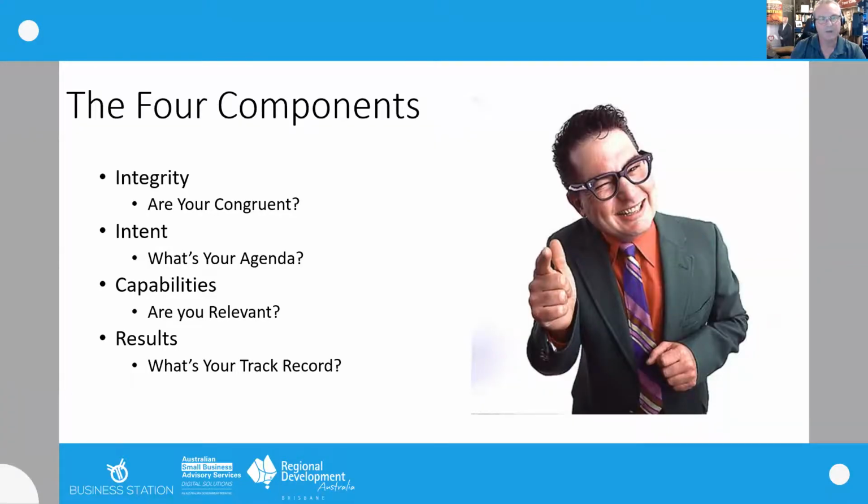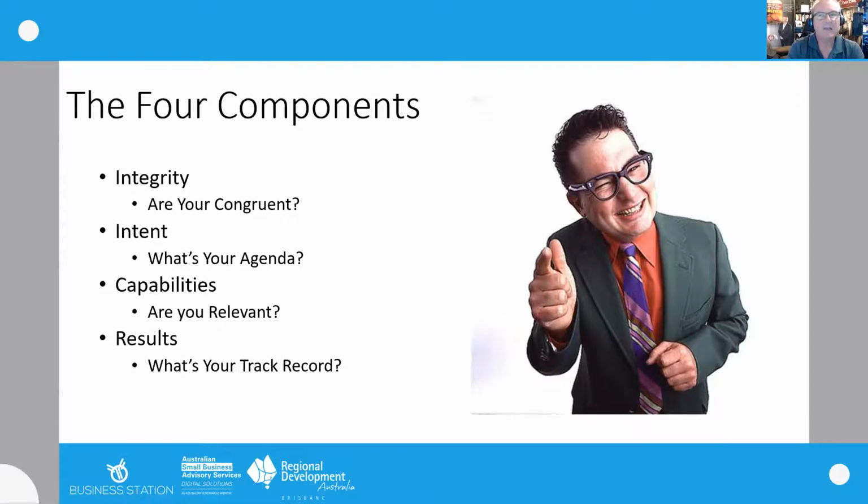What are the 4 components? Let's look at them. The first component is integrity. We work through intent. We've got capabilities, and we've got results. So this is once again from Stephen Covey's book, and this is what he would call the main components of self-trust. And then from self-trust, we breed relationship and network trust. But we've got to have self-trust before we move into the world of network or relationship trust.